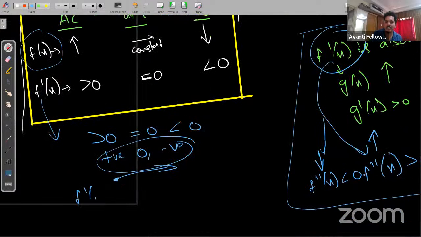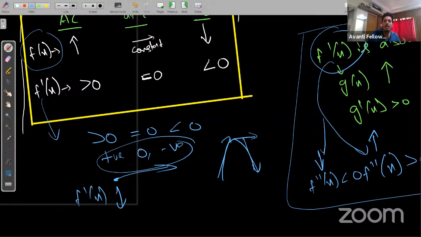My f dash of x is decreasing, na? You can just say my slope is increasing, 0, and then decreasing. See, ultimately positive to negative it is going on. So f dash of x is decreasing. Guys, logic understood or not? Very good, Naveen, Rajamma, Dhanush, very good. Understanding or not, Ashit? Guys, my logic understood or not?